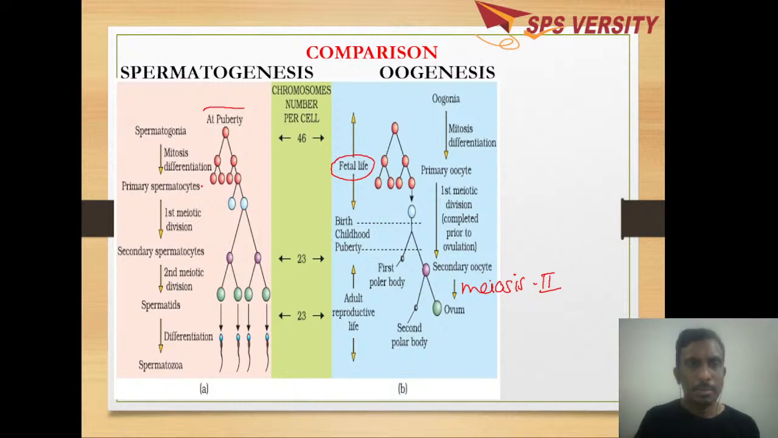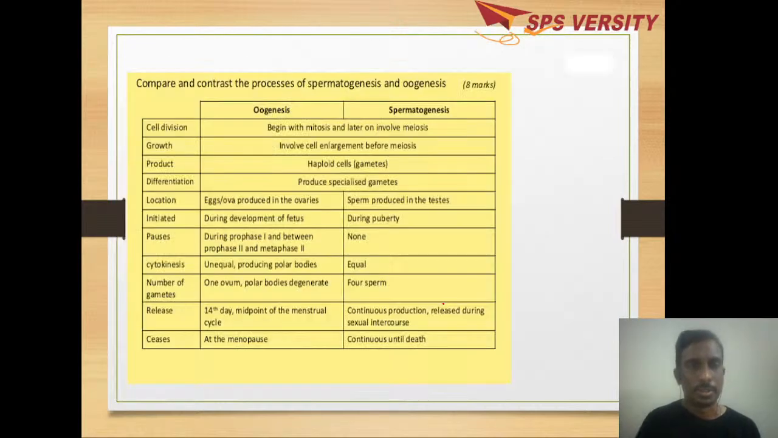From one spermatocyte, 4 spermatozoa are formed, whereas from one primary oocyte, only one ovum is formed. This is the comparative study of spermatogenesis and oogenesis. Here we will have a detailed discussion of the comparison and contrast of oogenesis and spermatogenesis.